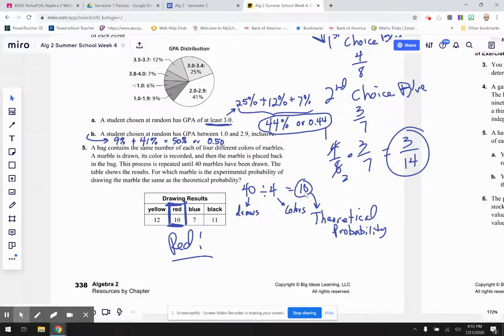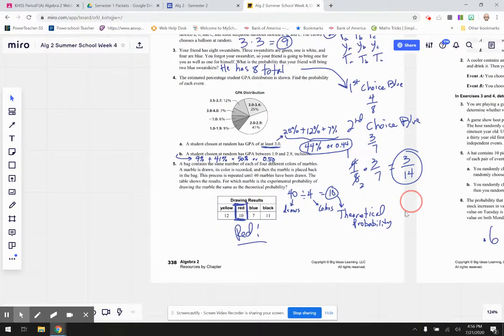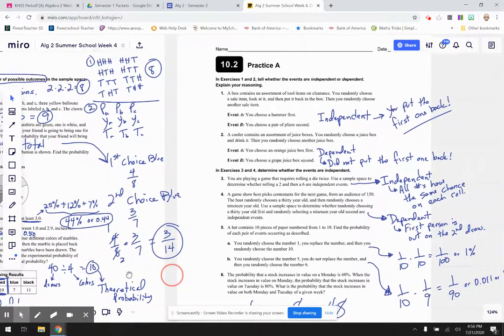This is the theoretical probability. That's what it should be. This is the experimental probabilities. That's what you got when you actually did the experiment. So that's the difference between experimental and theoretical probability.